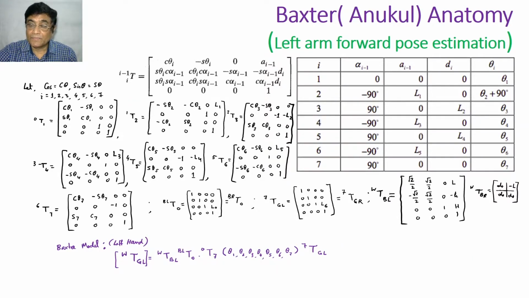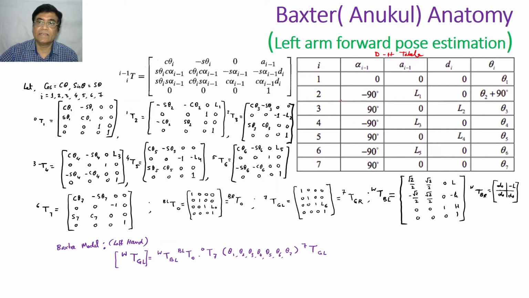Today we are going to tell you how to move forward to make a forward pose model for the Baxter left hand, and for the right hand the approach will be similar. In my earlier lecture we built the DH table. So this is your DH table.